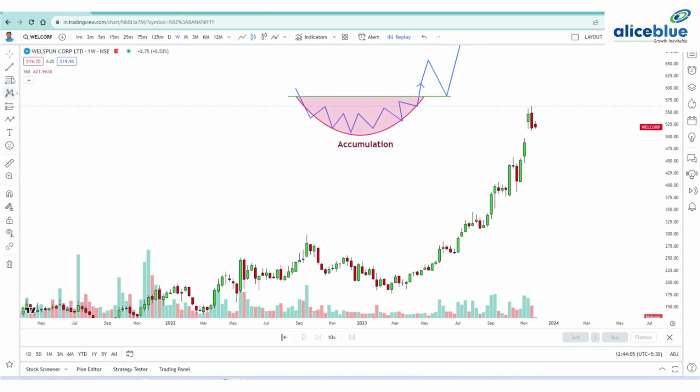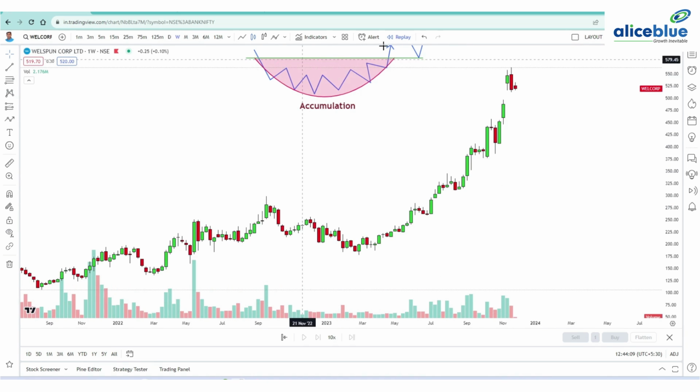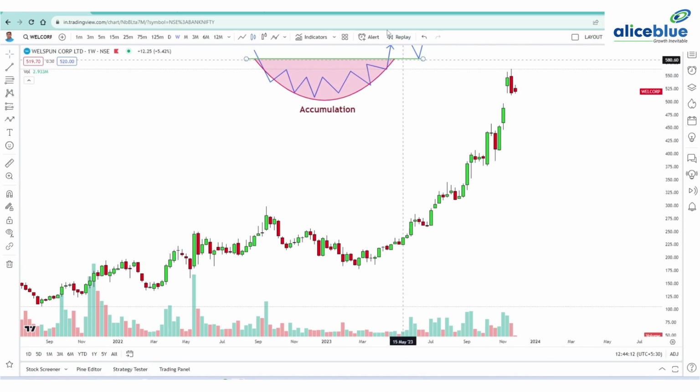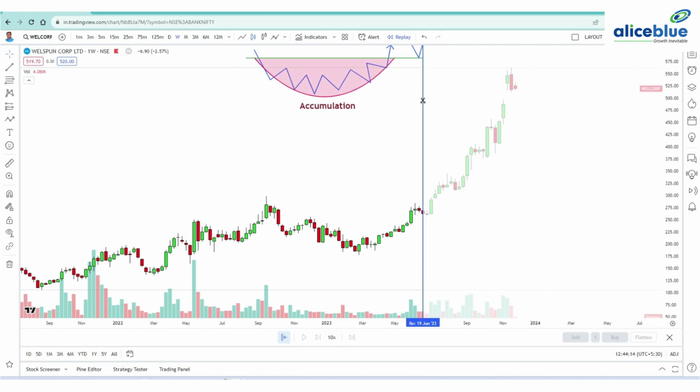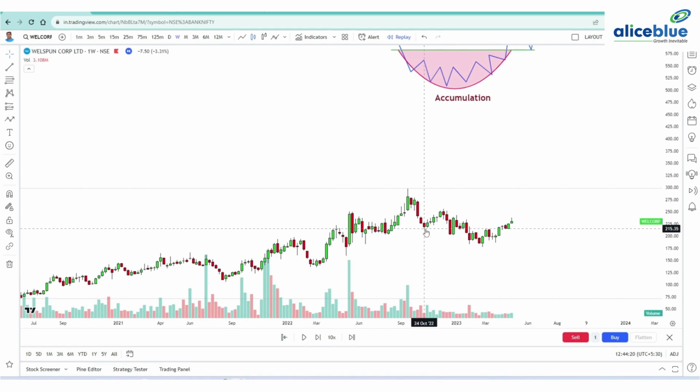So now I am in Wipro group, weekly time frame. You can see here, I'm just taking the bar replay option right over here. In the weekly time frame, the price is completely in a downtrend. Now it's changing from a downtrend to a sideways trend.